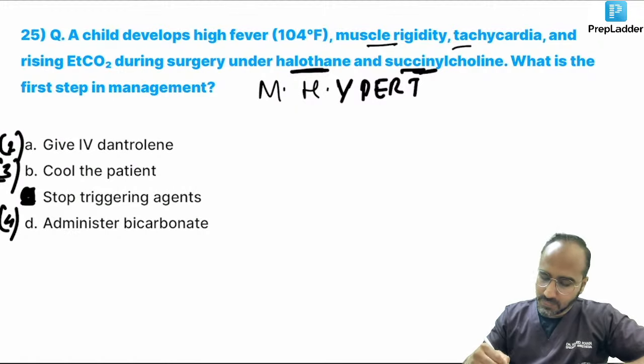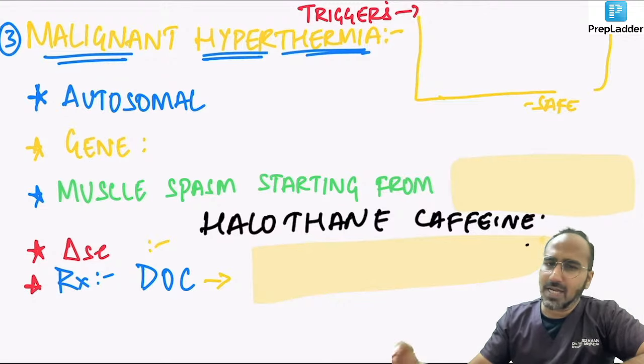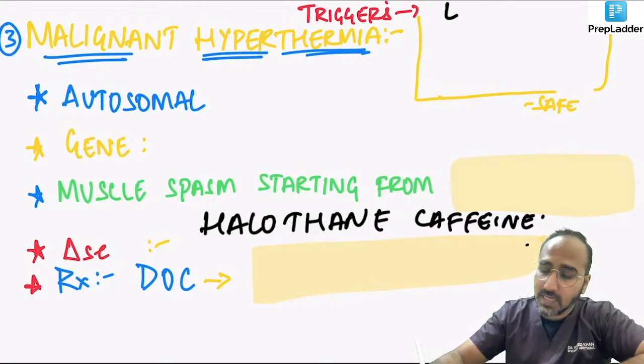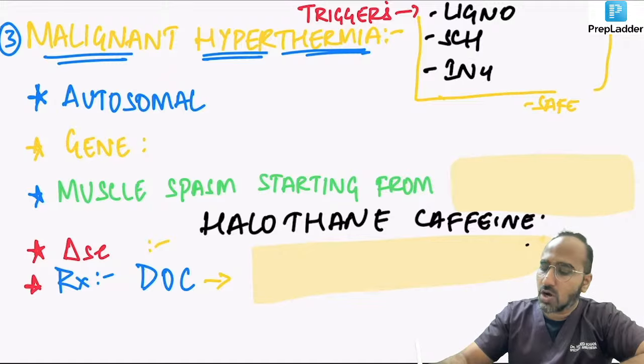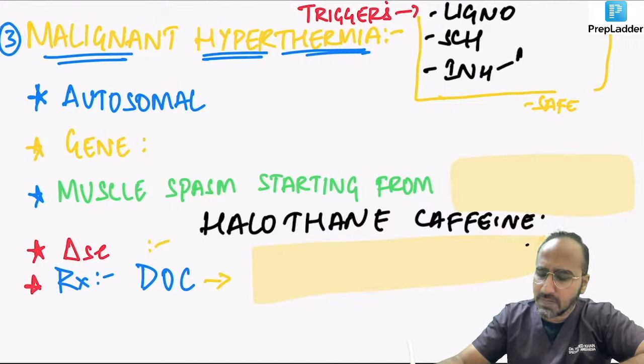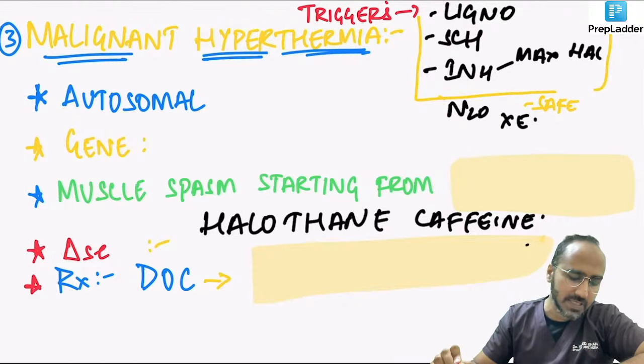Now regarding malignant hyperthermia, guys, in anesthesia there are many things that can cause malignant hyperthermia. Lignocaine can cause malignant hyperthermia. Scoline can cause malignant hyperthermia. And all inhalational agents can cause malignant hyperthermia. Maximum incidence is seen with halothane. The safest inhalational agents are nitrous and xenon, which can be safely given in malignant hyperthermia.